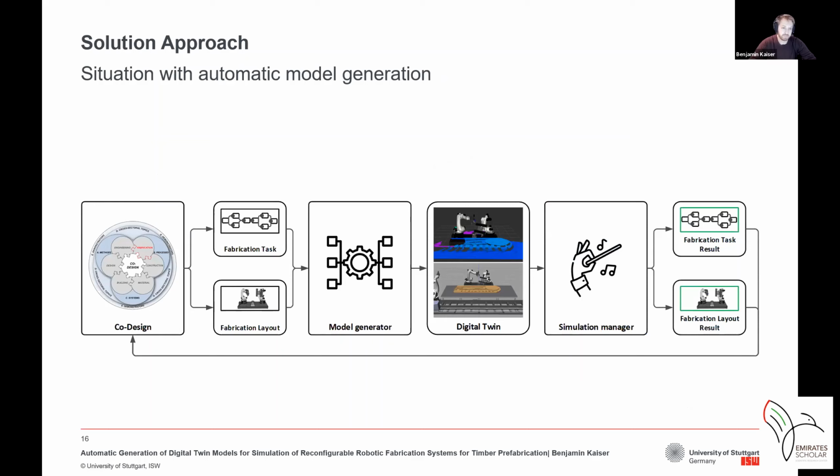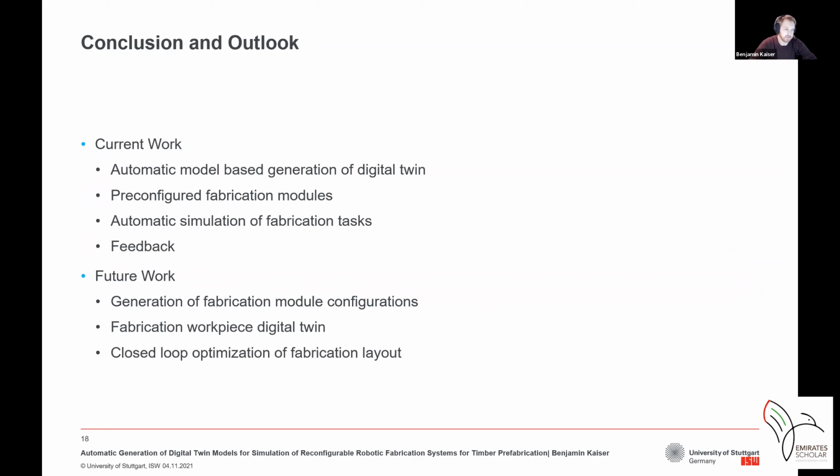allowing also some closed loop optimization that we could now add in the next steps in order to advance this work further and really find an optimal solution between fabrication system and fabrication tasks. So for now, we are just using pre-configured fabrication modules, we can automatically set up the simulation environment, the digital twin, carry out the simulation, and then get feedback from it.